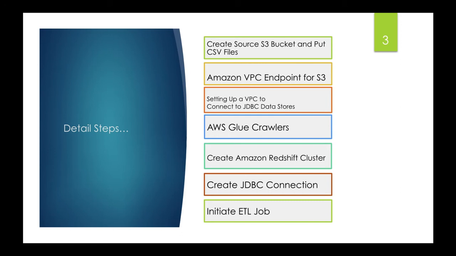a VPC connection to the JDBC data store, and then I am going to create the Glue crawlers to fetch the metadata into the data catalog. Thereafter, we are going to create the Amazon Redshift cluster using this VPC, and I'm also going to create the security groups in the VPC section. Then we're going to create the JDBC connection and test it, and thereafter I'm going to initiate the ETL jobs and discuss the various stages of the ETL jobs.